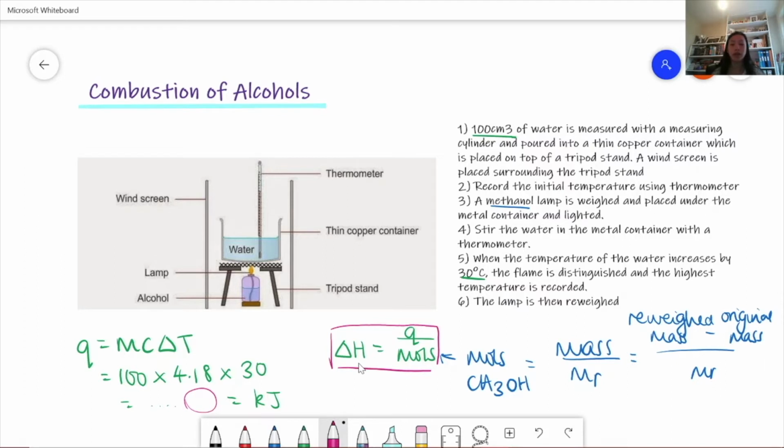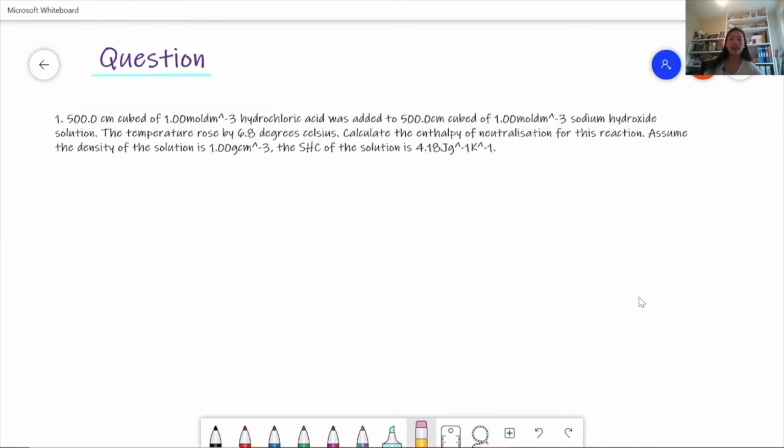And we have to remember that because this is exothermic, because heat is being lost from the reactants, but it's heating up the surroundings, this has to be a negative, which means that this delta H at the end will be negative. So now we're going to look at a question. Feel free to pause the video and try it out for yourself first.